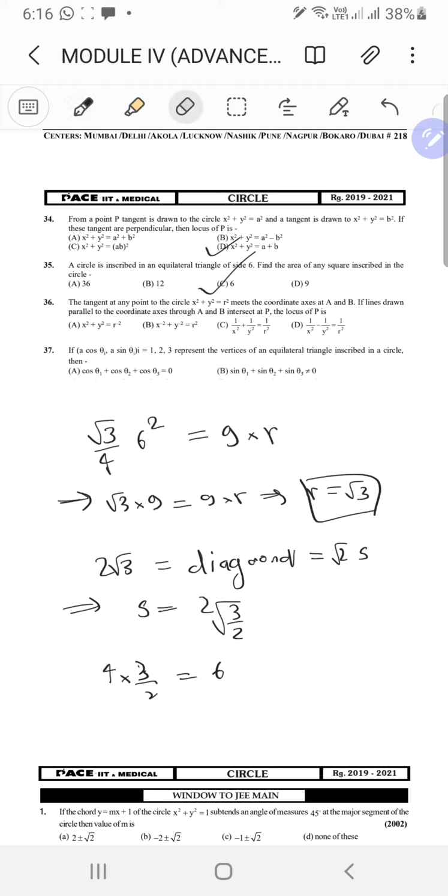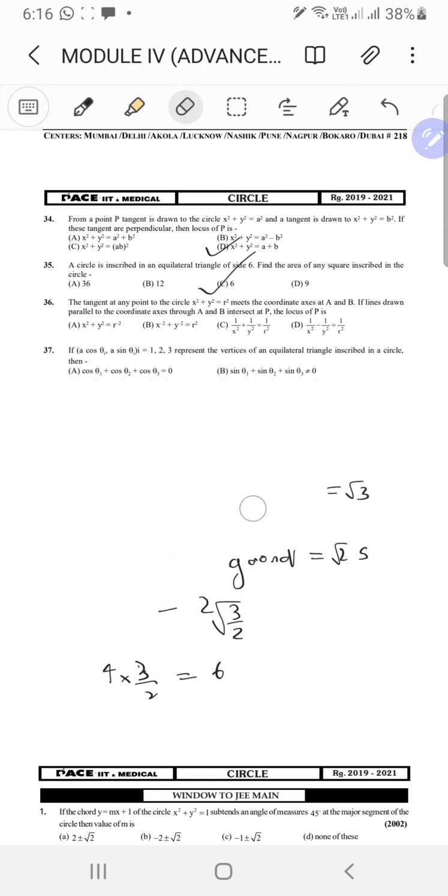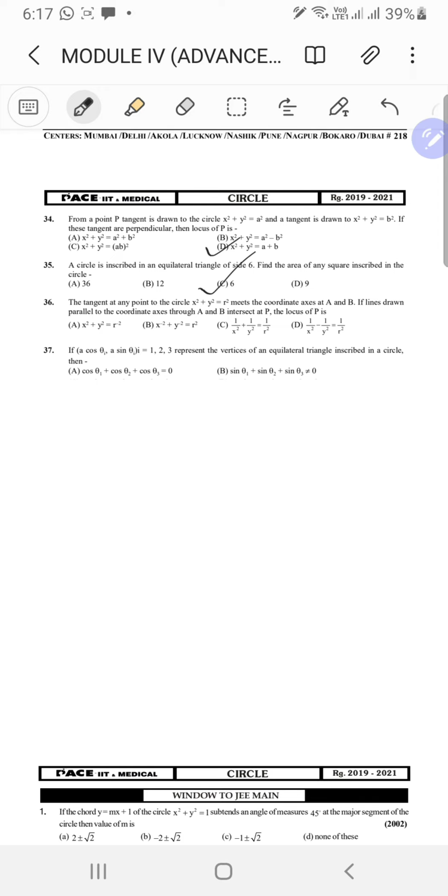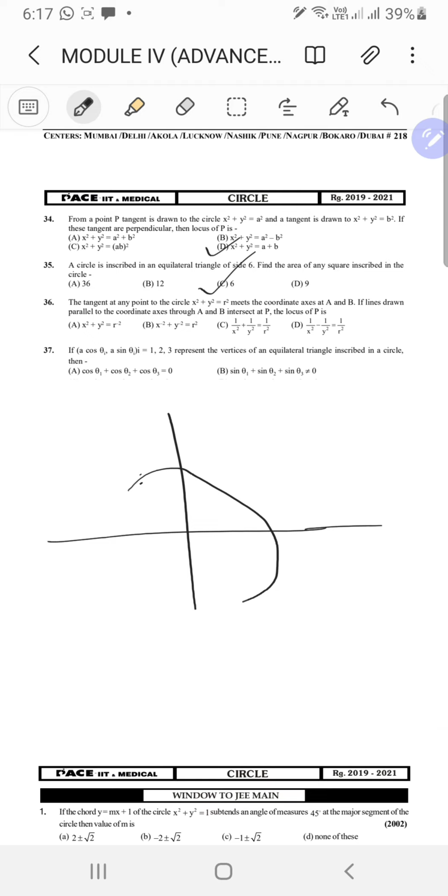Nice. Next question. The tangent at any point to the circle x squared plus y squared equals r squared meets the coordinate axis at A and B. If lines drawn parallel to the coordinate axis through A and B intersect at P, then the locus of P is. Okay, let's try it out. I think I've done these kind of questions once, so let's see if I've retained that memory. Suppose this is, oh, this is not a circle. Draw a better circle.